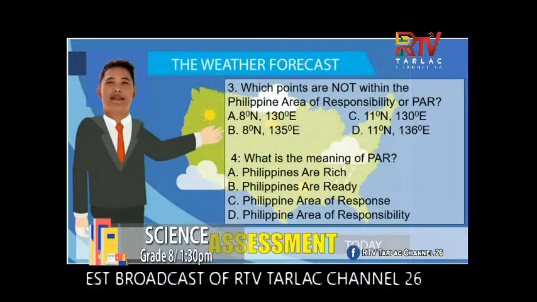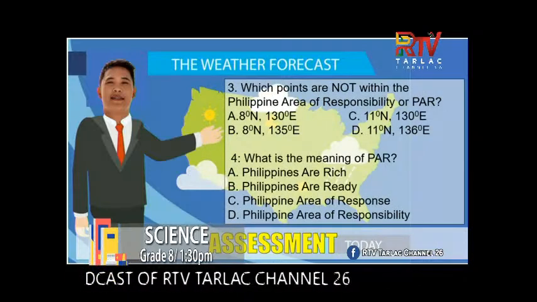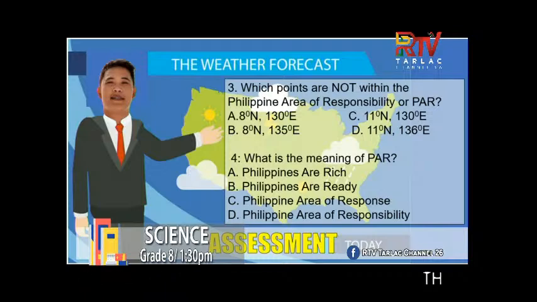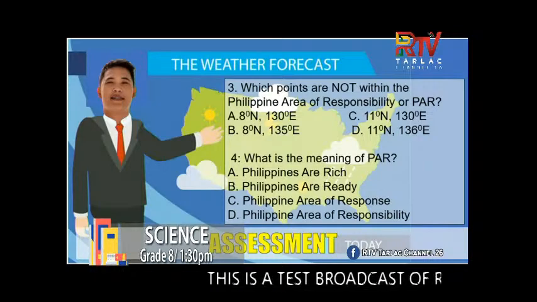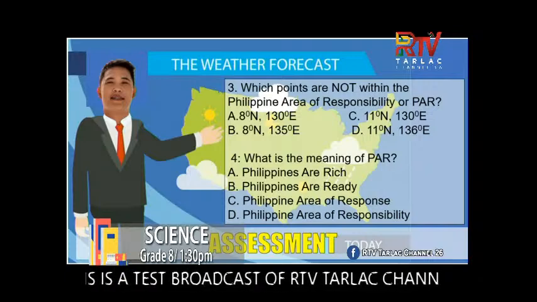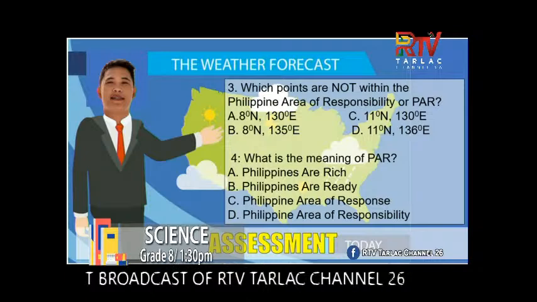Number 3. Which points are not within the Philippine Area of Responsibility or PAR? A. 8 degrees north and 130 degrees east, B. 8 degrees north and 135 degrees east, C. 11 degrees north and 130 degrees east, and then letter D. 11 degrees north and 136 degrees east.